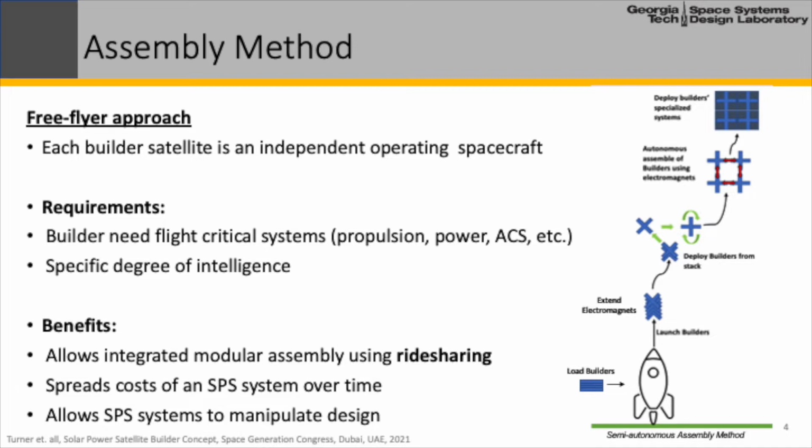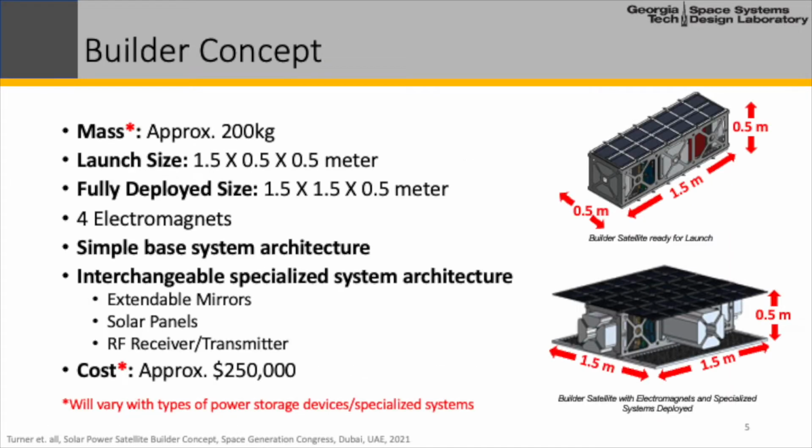While this method may seem complex, there are many benefits, such as the cost of building a solar power satellite can be spread out over time. The maintenance of the solar power satellite can be completed by sending up builder satellites using rideshare opportunities, and the solar power satellite can actively manipulate its design due to large space structures being built out of smaller independent spacecraft.